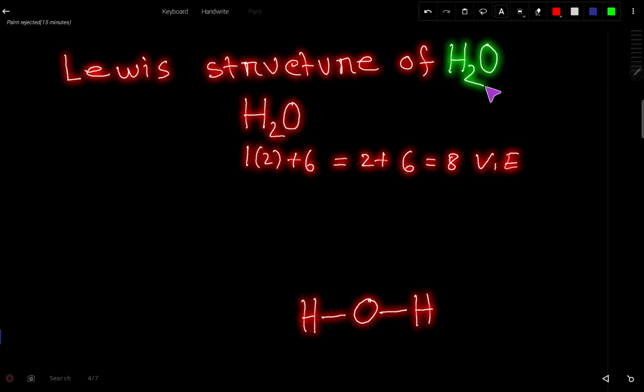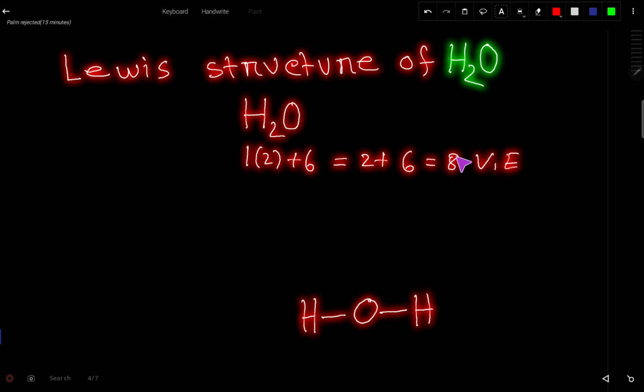Structure of H2O, water, right? So at first we have to find out the valence electrons for water. Water has 8 valence electrons in total. So look, hydrogen is an element of group 1A, that is why it has 1 valence electron, but here we have 2 hydrogens, so you have to multiply by 2. Oxygen is an element of group 6A, that is why it has 6 valence electrons. If you add, then you are getting 8 valence electrons.